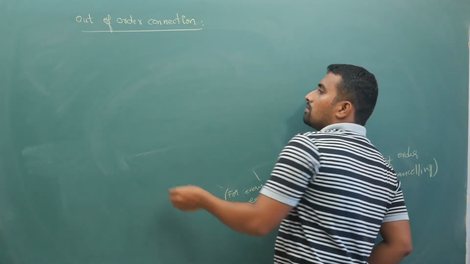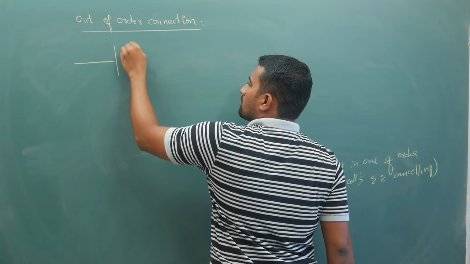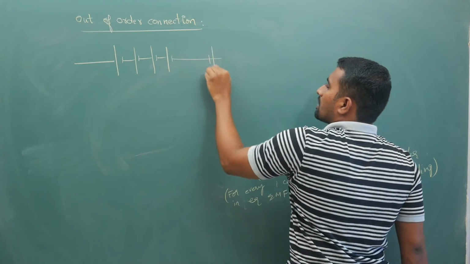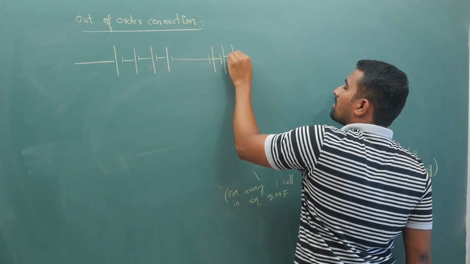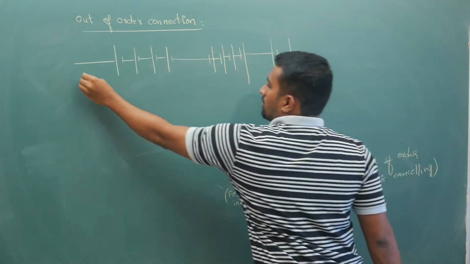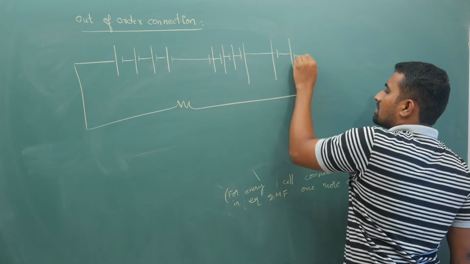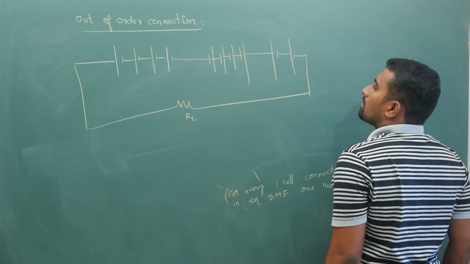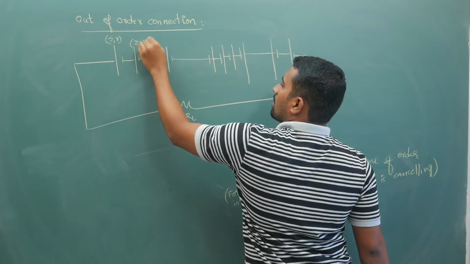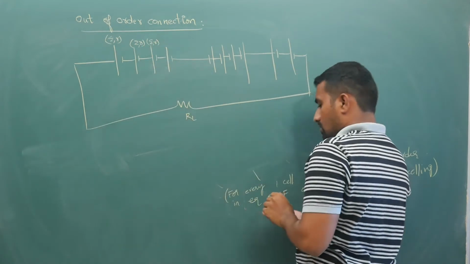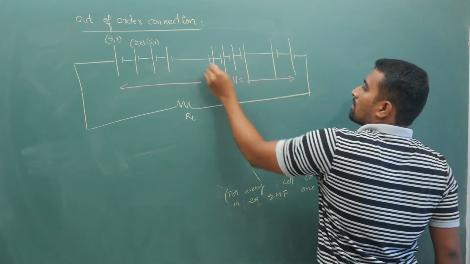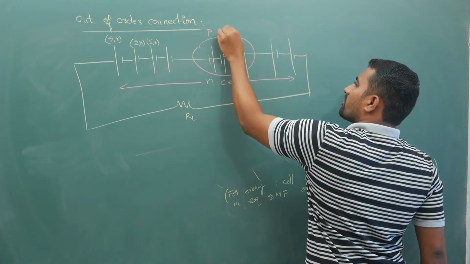Now let us say you have n cells, and somewhere here some P cells are connected out of order, and you have connected this load resistor R load. All are identical cells, E comma R, E comma R, E comma R like this. So totally you have n cells, out of which P are out of order.